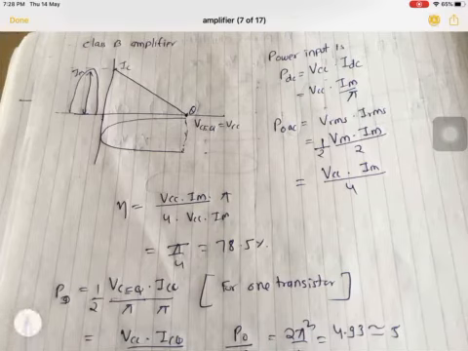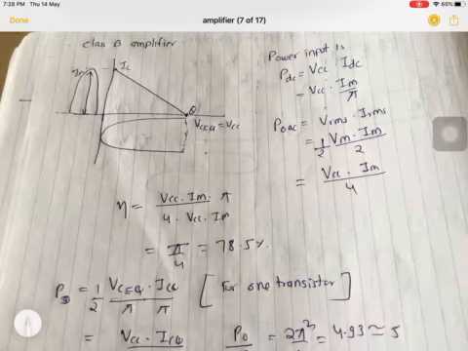Now we go for class B amplifier. Now in class B amplifier, what do we do? We will come back to class A amplifier for further analysis. I am just comparing these two parameters, efficiency as well as power dissipation, and we will compare further problems later.